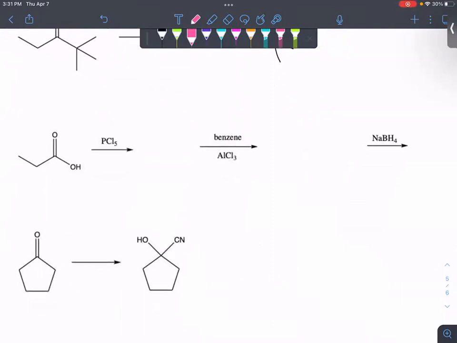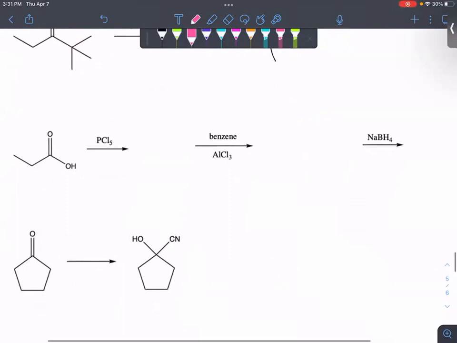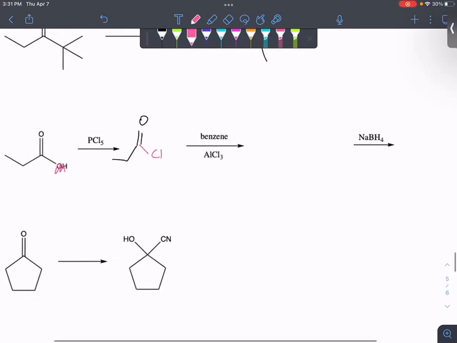All right, next. So PCl5, cut off OH, add a Cl, you get acid chloride. And any specific place, yeah. No directors, no directing effects, just add it wherever.